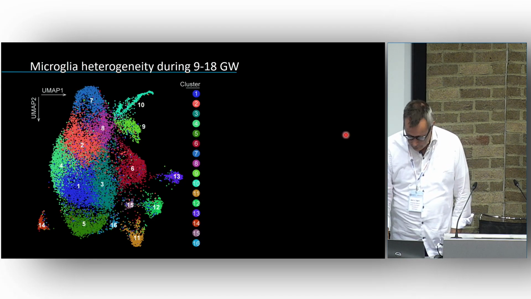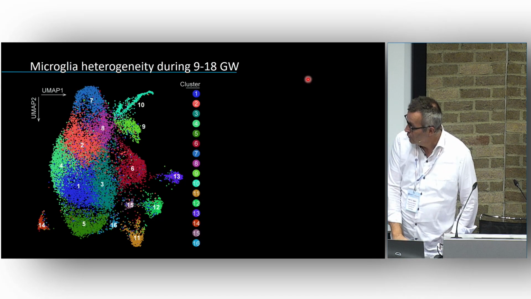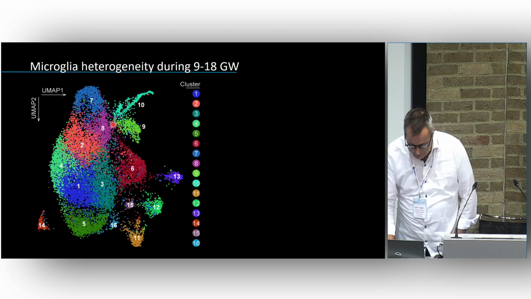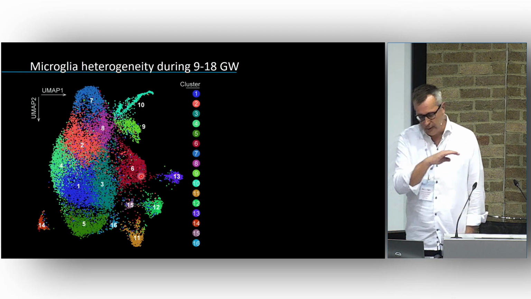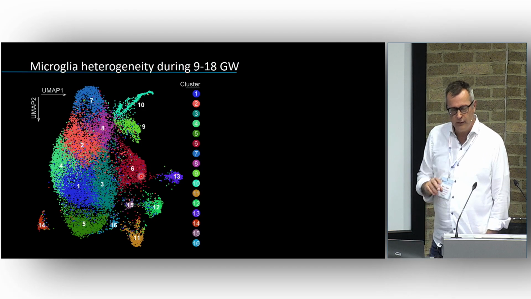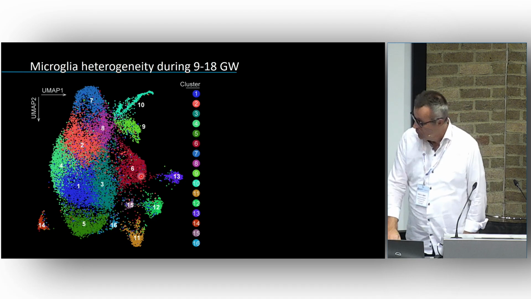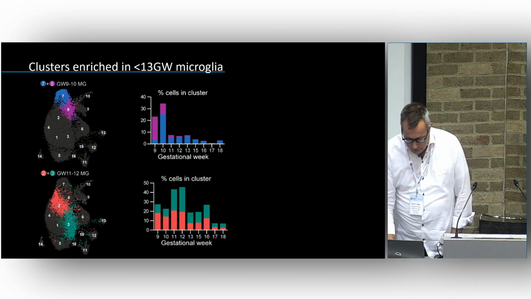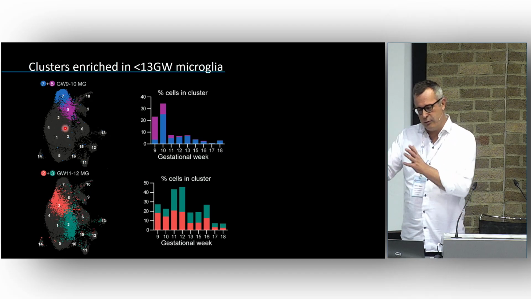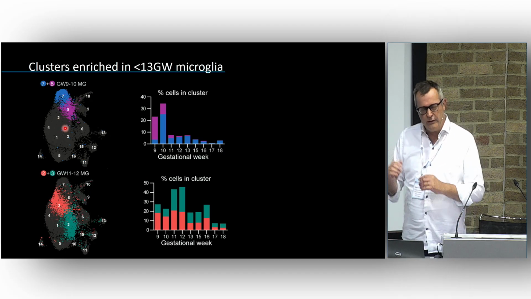Then we did several things. I won't show you the data, but cluster 6, for instance, is a cluster that is present at all ages, in all embryos, and these are proliferative microglia, so they express a lot of genes involved in chromosome segregation. But we were looking at clusters that change across the gestational weeks of these embryos.